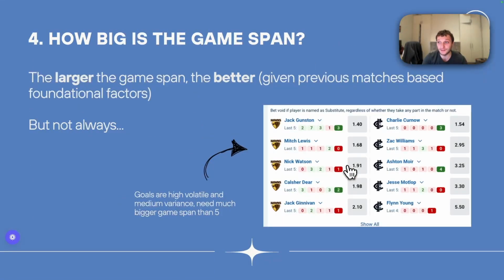And I just put the little graphic from Sportsbet here as a bit of a comment on the fact that they give you the last 5 game information as if that's going to be helpful, particularly for a market that is highly volatile and medium variance. So, you need to have more data than that if you are seriously going to use historical data to help inform whether or not you're getting a good price.